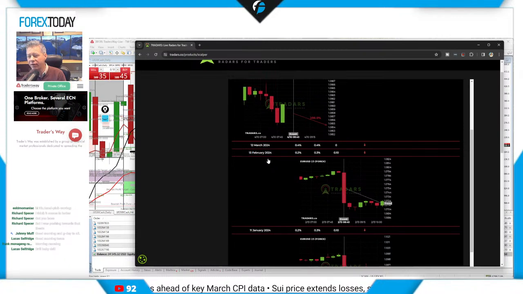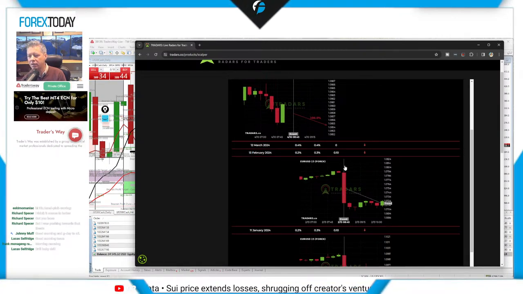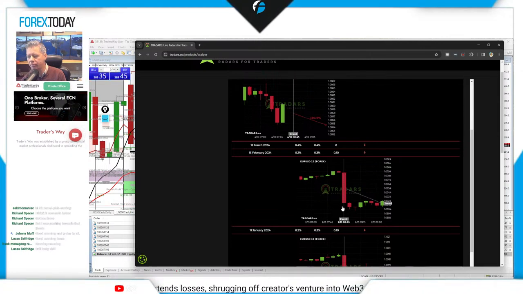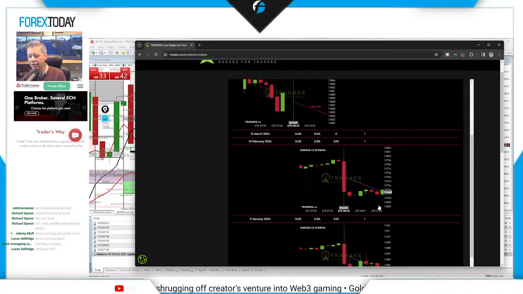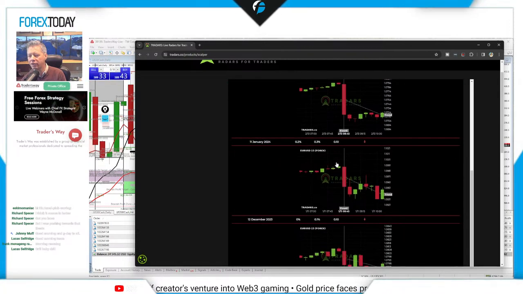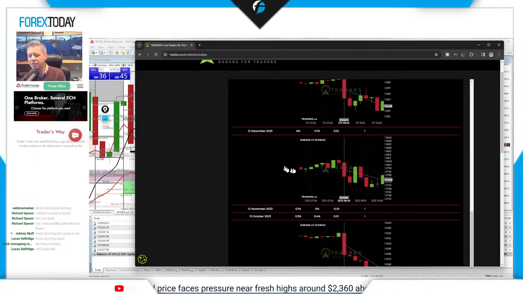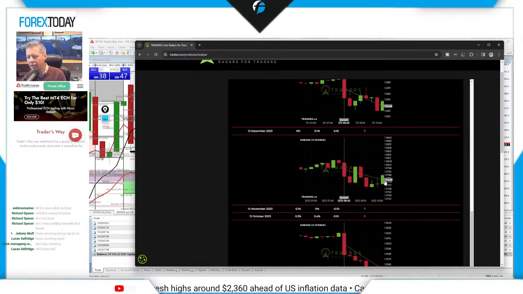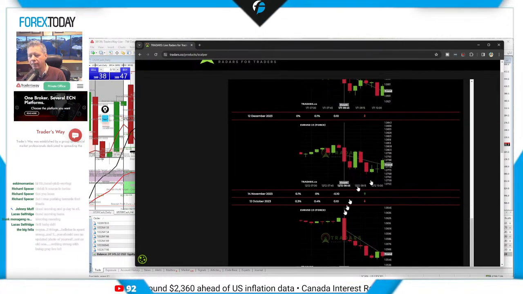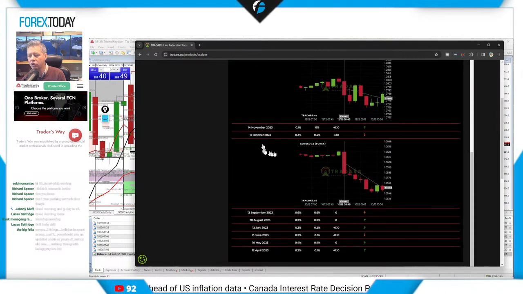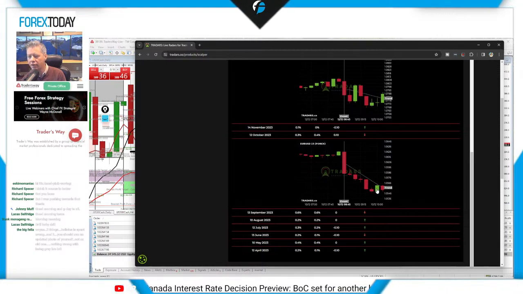Why? Because in February, the news came out greater than expected, and euro dollar dropped and closed lower 2 hours later. In January, greater than expected, euro dollar dropped, and 2 hours later, closed lower. Back in December, it came out, it dropped and closed lower 2 hours later. Back in October, it dropped and closed lower 2 hours later.